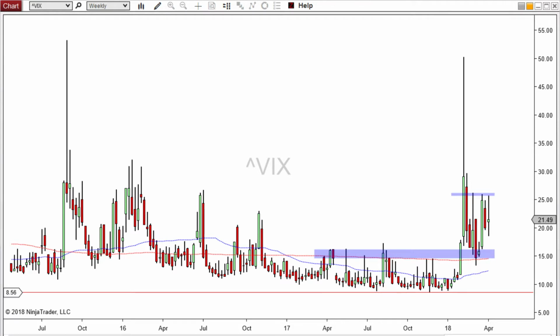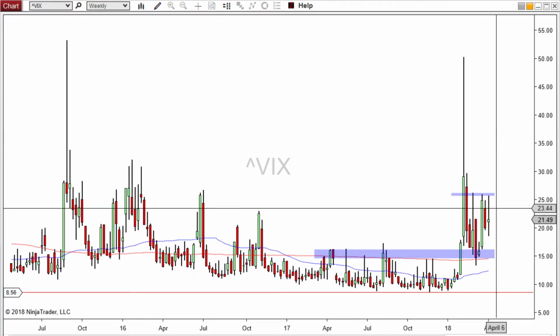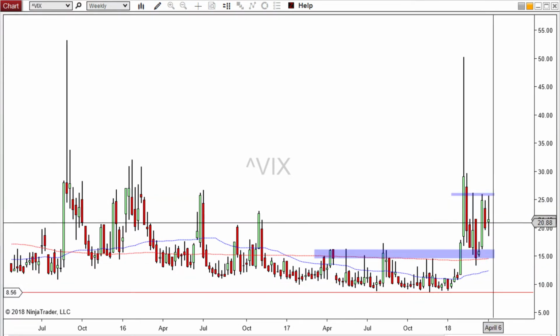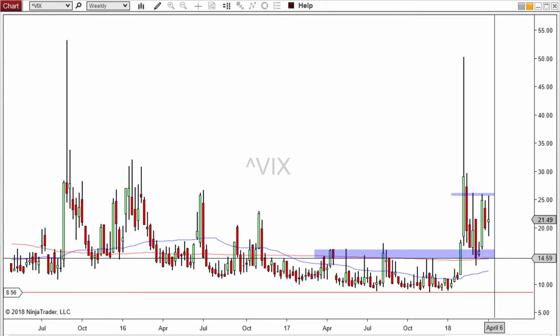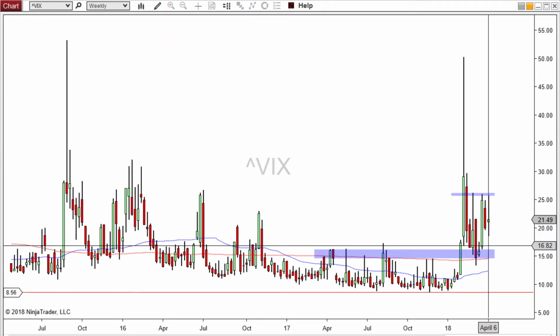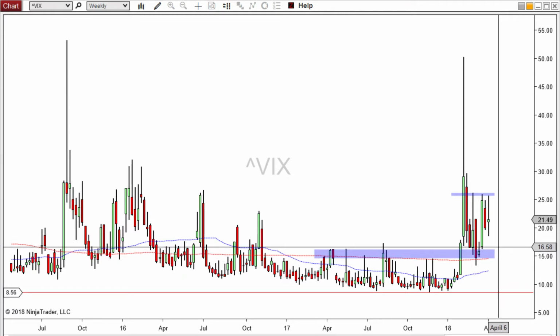Let's take a look at the VIX here. I got the weekly chart on the VIX. As you can see, the VIX came back up last week to the 25 level, and it's kind of bounced around between this upper 18 to 25 area. So certainly the volatility has dramatically changed since last year.